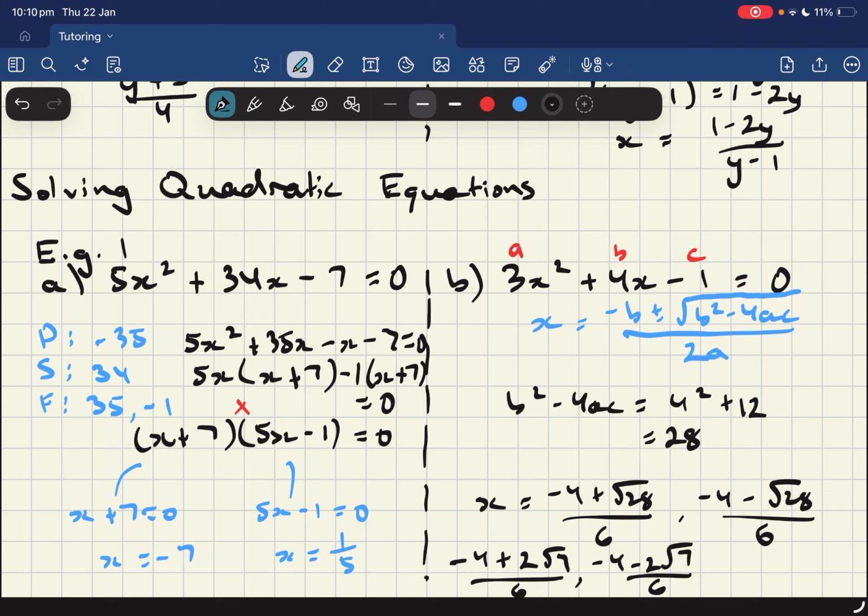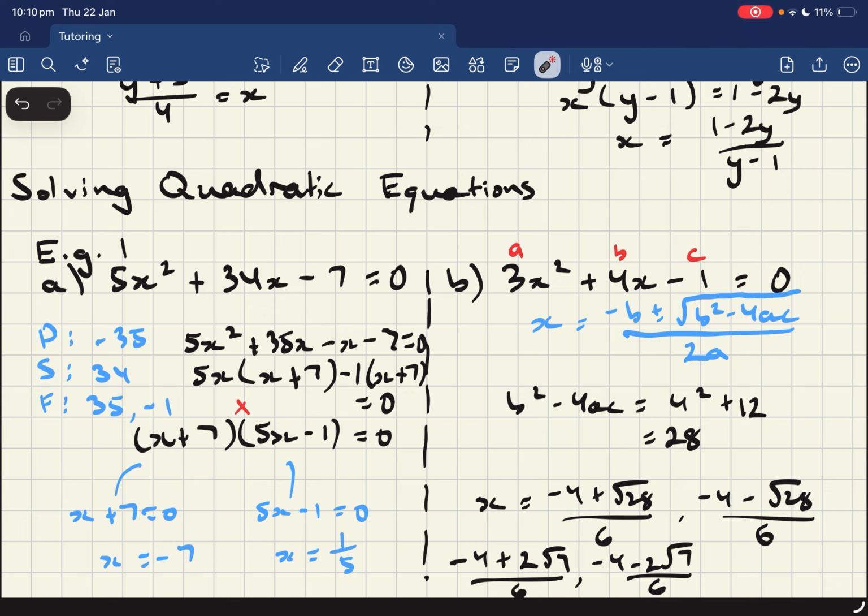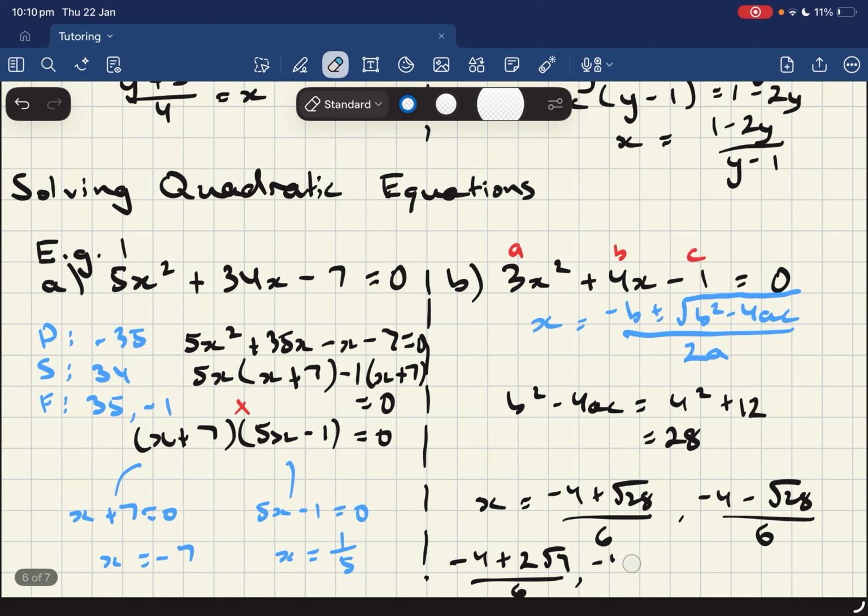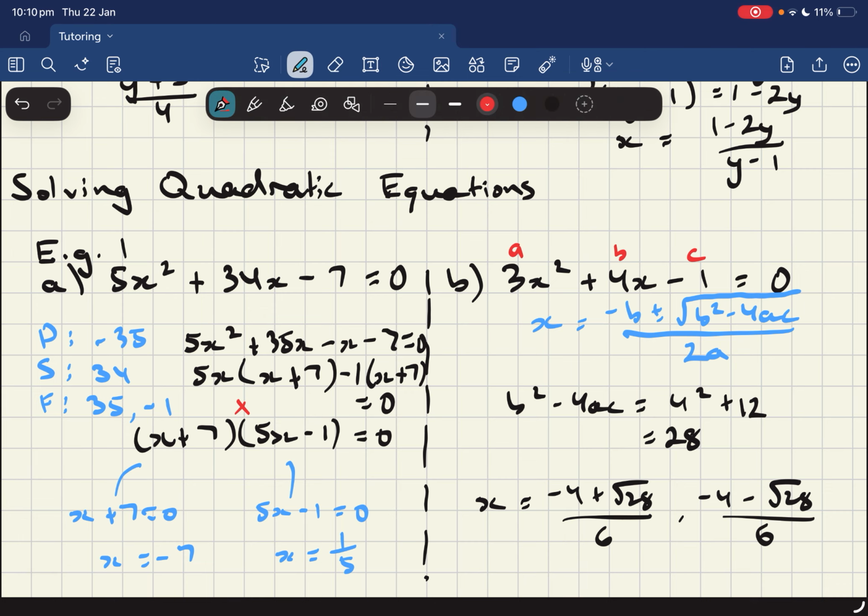Now this can actually be simplified even further. I can just take out a common factor of 2 from the top and the bottom one. So since I'm running out of space, I'm just going to rewrite this fully simplified, but we will go over this when we do surds in the next video. But this will simplify down to minus 2 plus root 7 over 3, or minus 2 minus root 7 over 3.